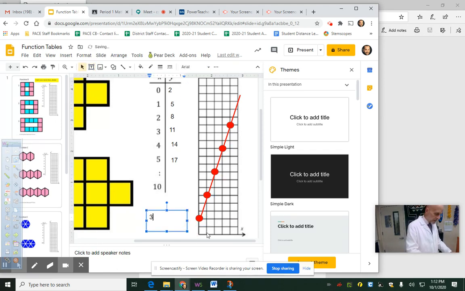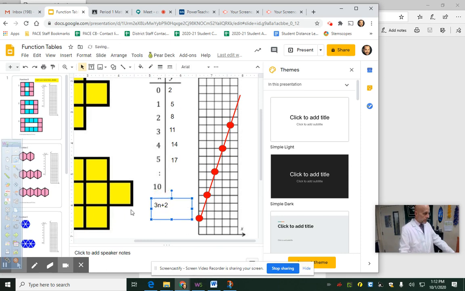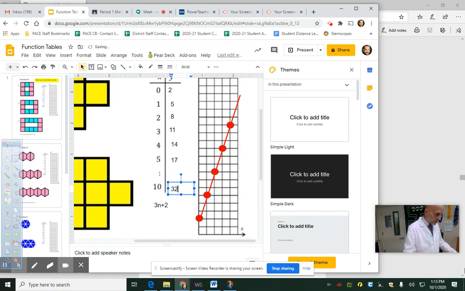So one way that I could do the formula would be this. If I multiply 3 times my number and then add 2, it should work. Let's test that. Three times 1 is 3, plus 2 is 5. 3 times 0 is 0, plus 2 is 2. 3 times 5 is 15, plus 2 is 17. So that means I could now use this on step 10. 3 times 10 is 30, plus 2 is 32.